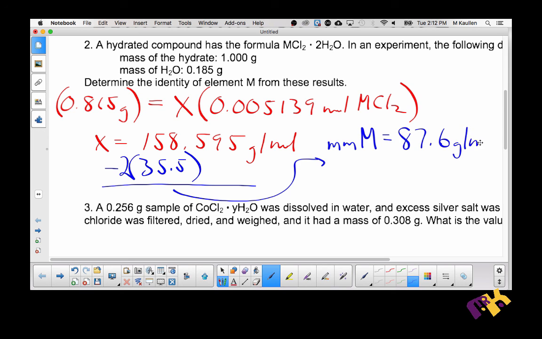grams per mole. So now we look to the periodic table. We try to look for something that is 87.6 grams per mole. And strontium all day long. Yep, that's fine. This is a great problem. It's a classic problem working with hydrates, really applying the ratio from the formula of the hydrate to determine an unknown element in the compound. I felt it was a good one to add to our problem set.